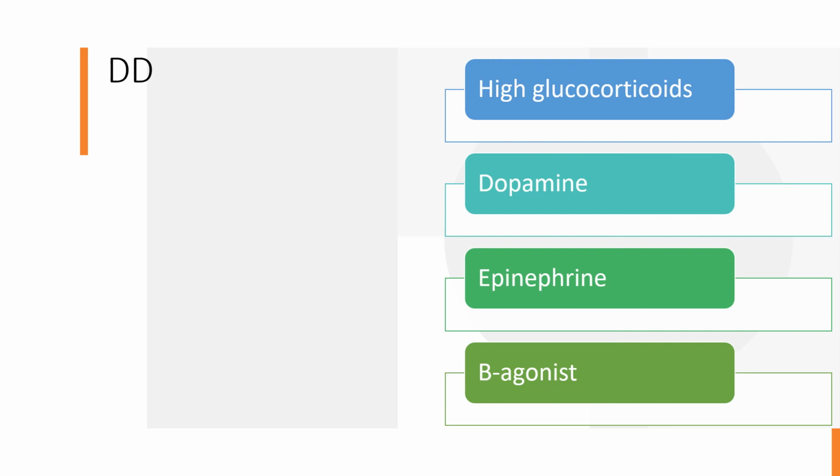Still on differential diagnosis, we might be dealing with high glucocorticoids, dopamine, epinephrine, beta agonists, and we are now faced with their effects on metabolic activities.